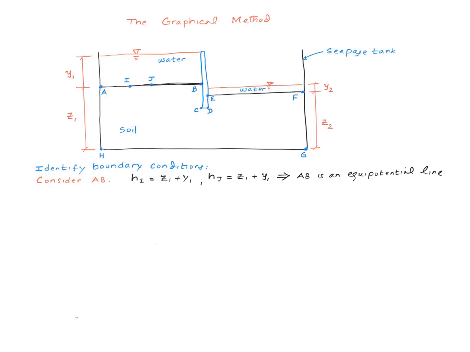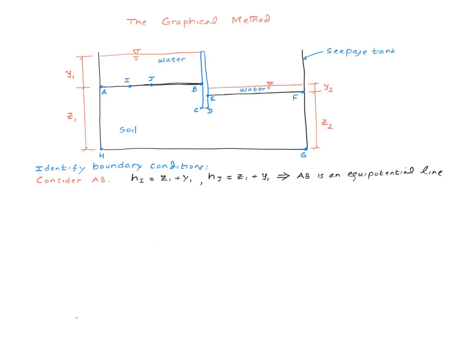Well, the boundaries define the domain through which the water flow takes place. So in this problem, these are the boundaries: A to B, B to C, C to D, D to E, E to F, F to G, G to H, H to A. It turns out that a given boundary will either be an equipotential line or a seepage line.